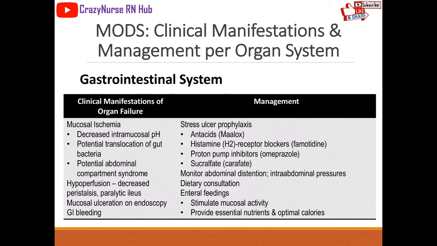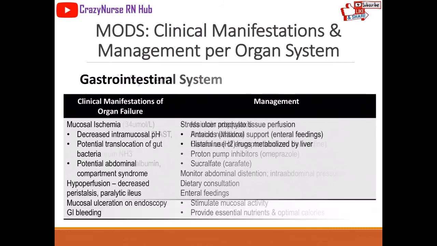For the management, first we have your stress ulcer prophylaxis by way of administering antacids such as your Maalox, also your histamine H2 receptor blockers, example is your famotidine. Also, we give proton pump inhibitors such as your omeprazole and also sucralfate, Carafate. Also, we need to monitor abdominal distension and intra-abdominal pressures. And we have to also follow up with dietary consultation, and also we give enteral feedings. This is to stimulate mucosal activity and provide essential nutrients and optimal calories.